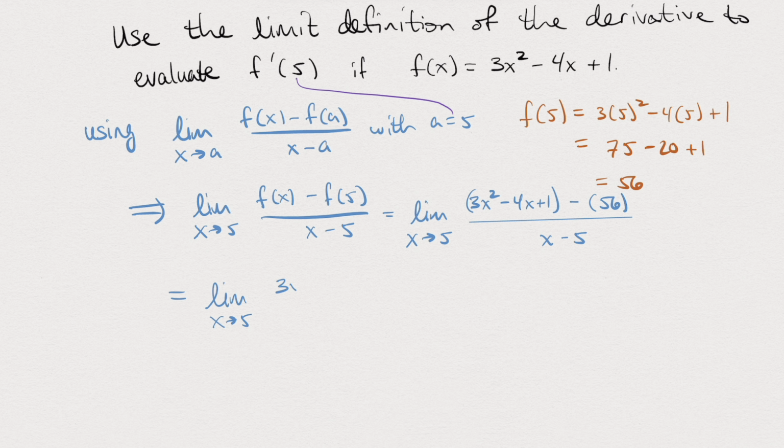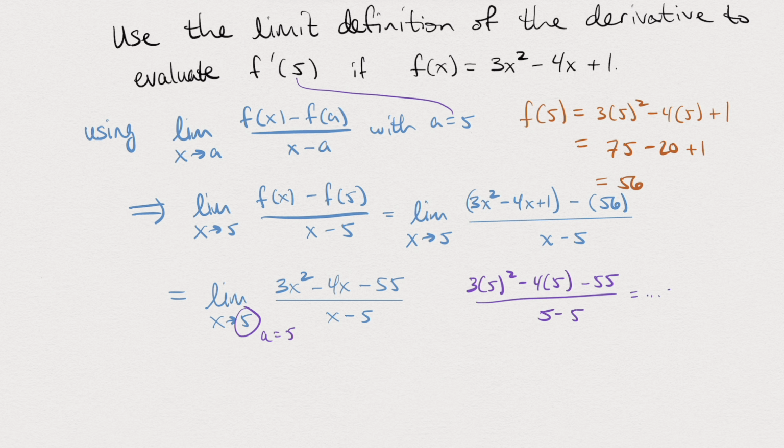So the numerator is going to be 3x squared minus 4x plus 1 minus 56 is minus 55 over x minus 5. Now we do as we always do with limits, we just try plugging in x equals a and see what happens. So this will be 3 times 5 squared minus 4 times 5 minus 55 over 5 minus 5. You do some arithmetic, you're going to find 0 over 0. And if you'll recall, when we see 0 over 0 with rational functions, our technique is going to be factor and cancel. I have some videos on that. So this is going to be limit as x goes to 5.